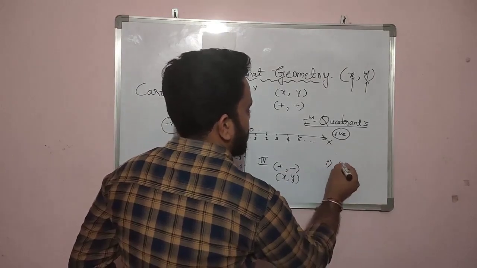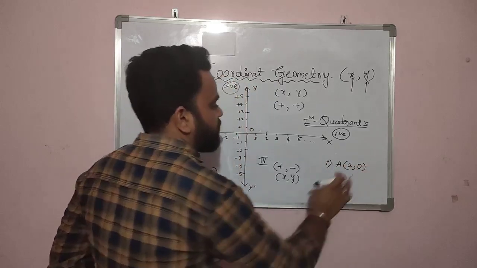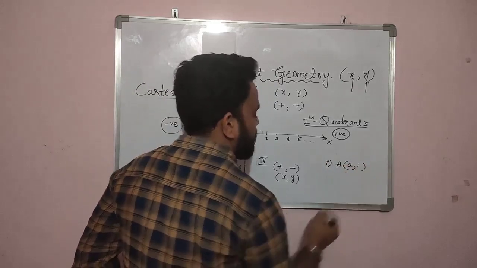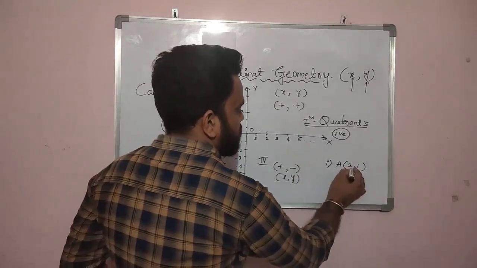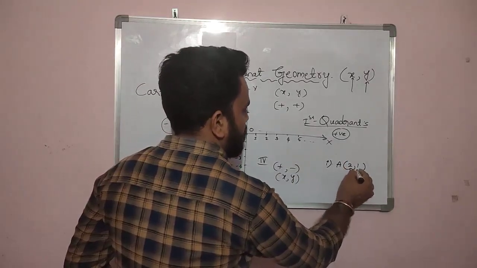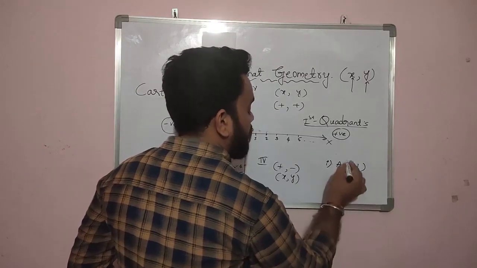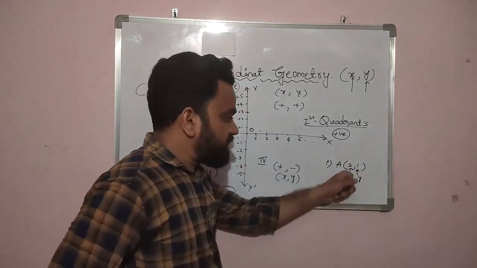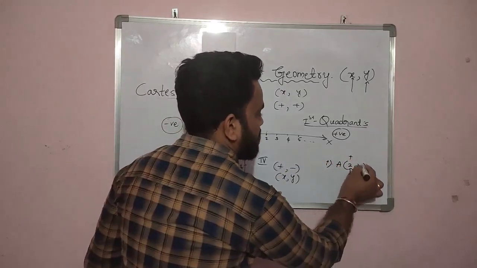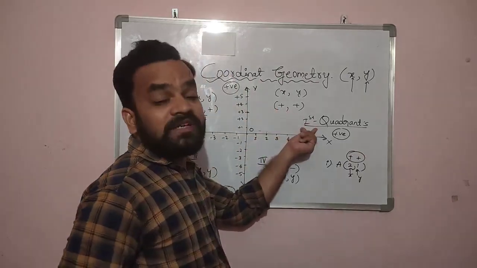First one is A of 2 comma 1, you take, right? So you just observe here, 2 is the x coordinate, 1 is the y coordinate. What is the symbol of 2? What is it, plus 2 or minus 2? This is plus 2 and 1 is also plus. If both are plus, as I said, it will be in the first quadrant.